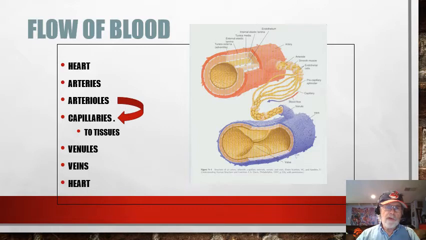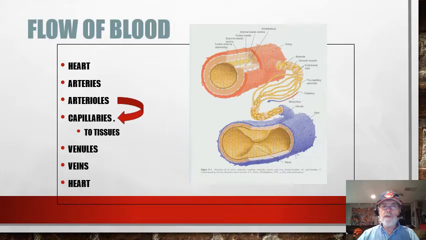Finally, from the arterioles, we get to the capillaries. The capillaries are small, microscopic vessels. Arterioles are small too, but the capillaries are exceptionally small, and the walls are very thin. They start to lose their outer coat, and we have basically a tube that's one cell layer thin, and frequently has little pores or little slits in it.